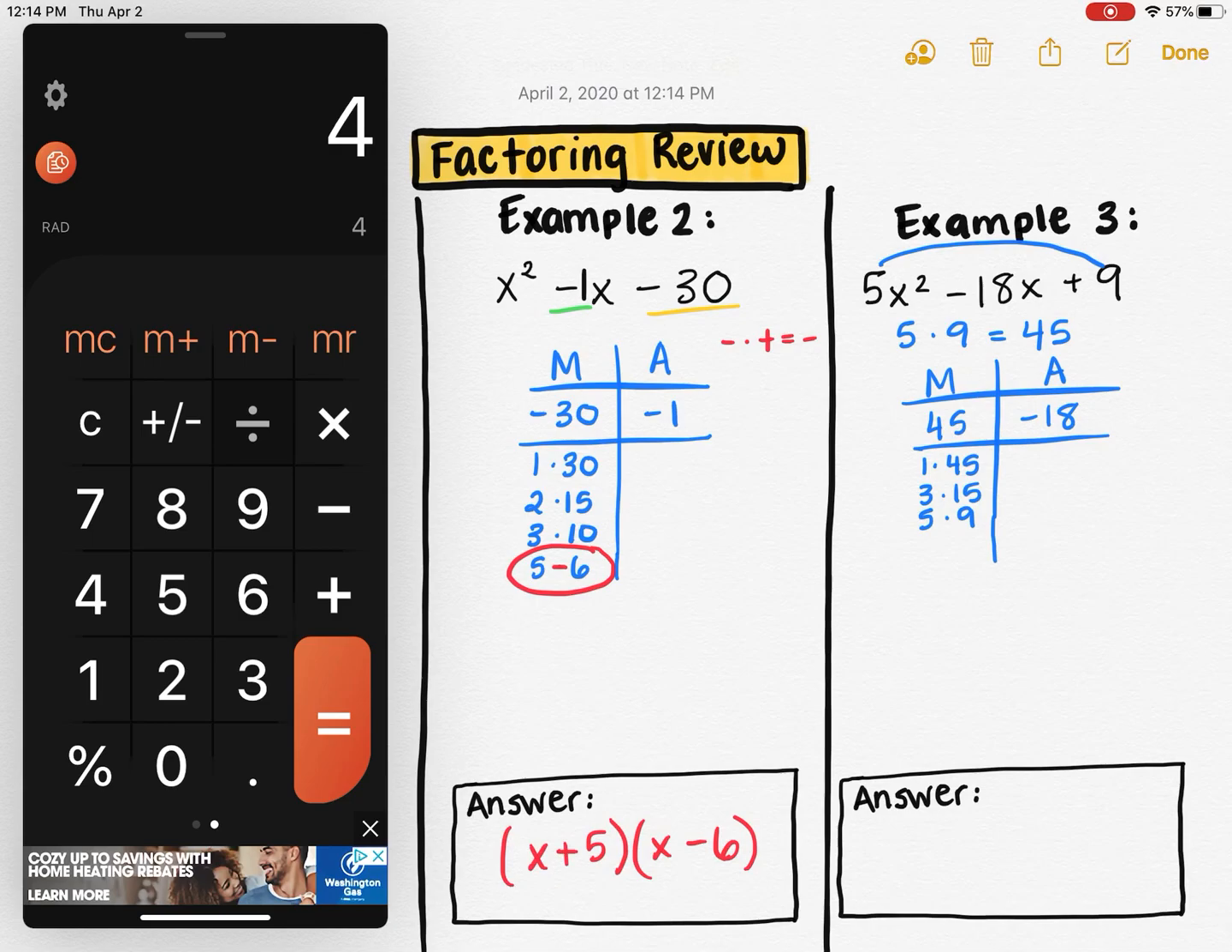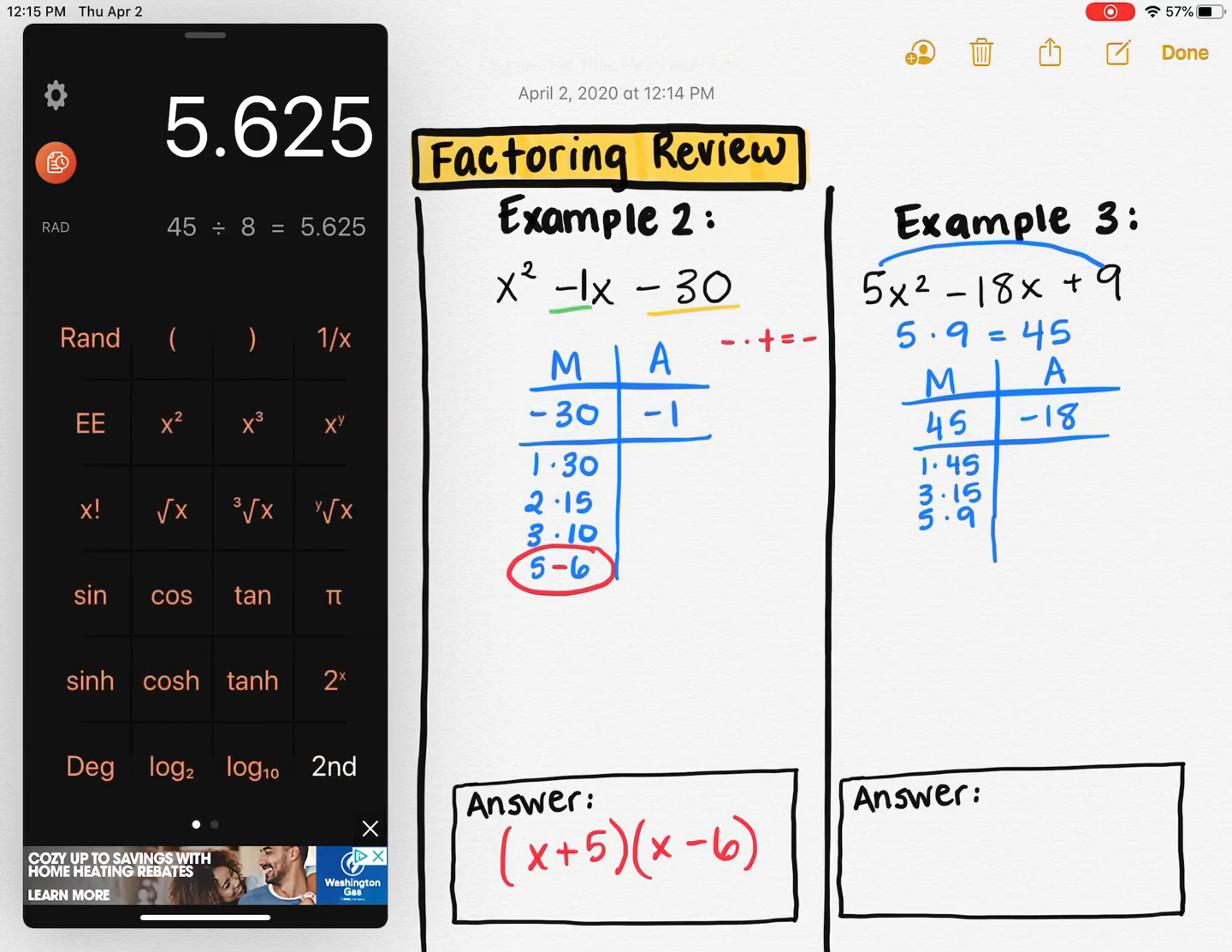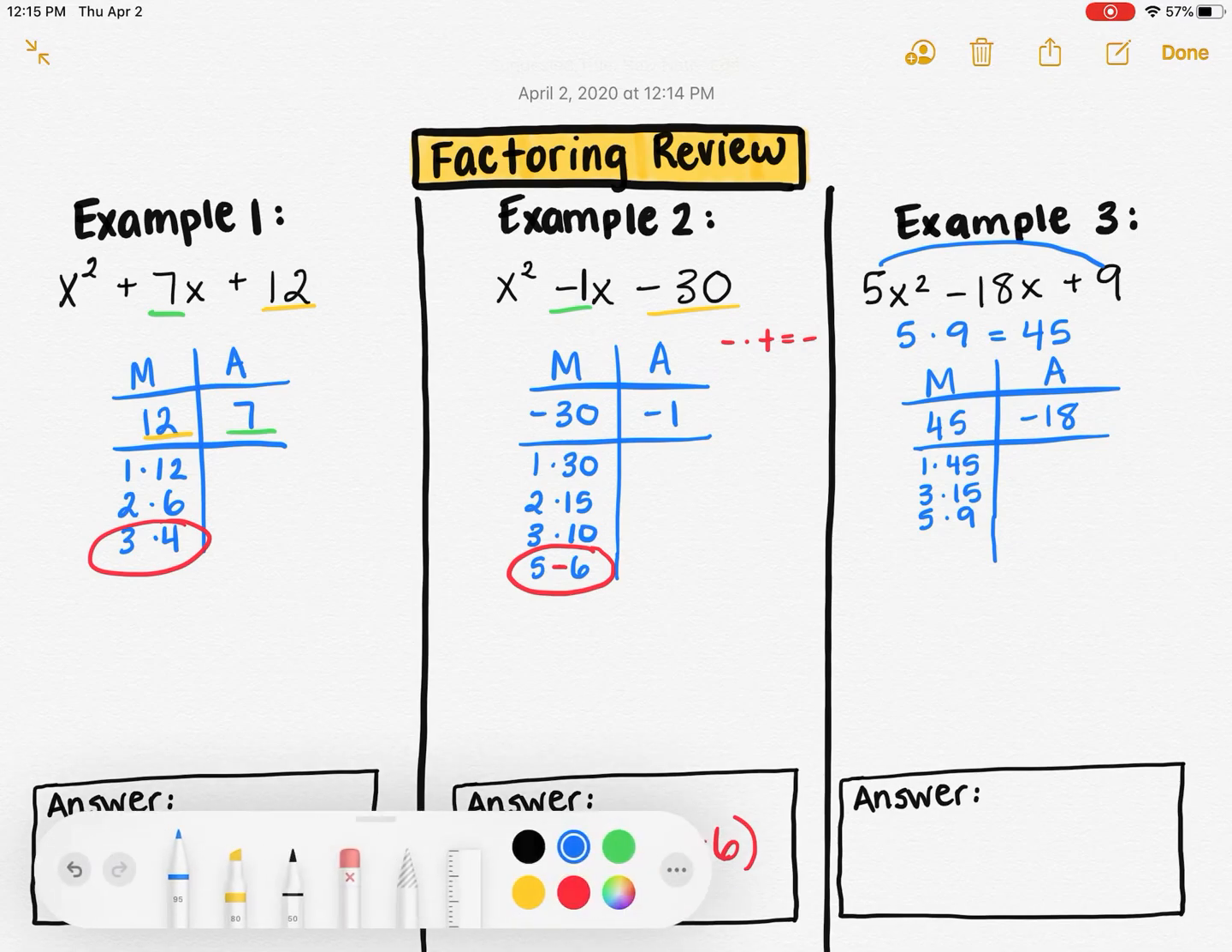Try 6. 45 divided by 6, that doesn't work. 45 divided by 7, that doesn't work. 45 divided by 8, that doesn't work. And then I get back to 9, which I already have. So that means those are all my factors. All right, we don't need the calculator. All right, so now I have to figure out which of my factors will add to -18.